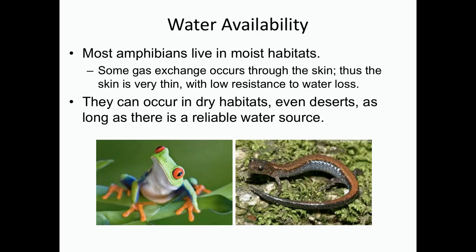Now, we will find some frogs in drier habitats, and there are even desert frogs, but they're always located near a reliable water source. So they might have a pond or a stream, some source of water that's nearby that allows them to have ready access to that water to replenish water as it's lost through evaporation.